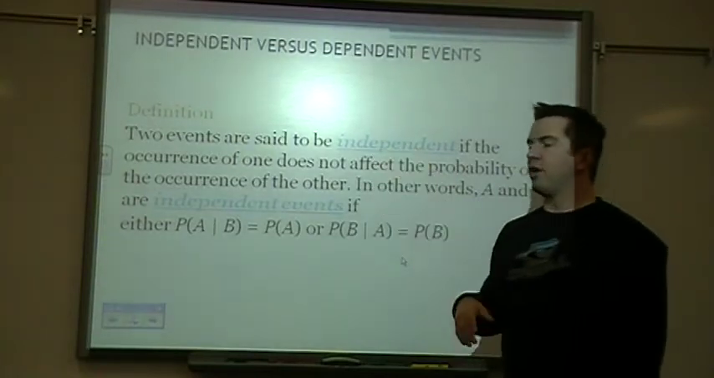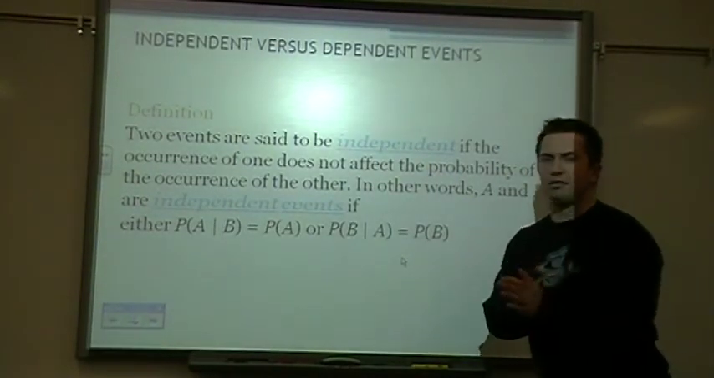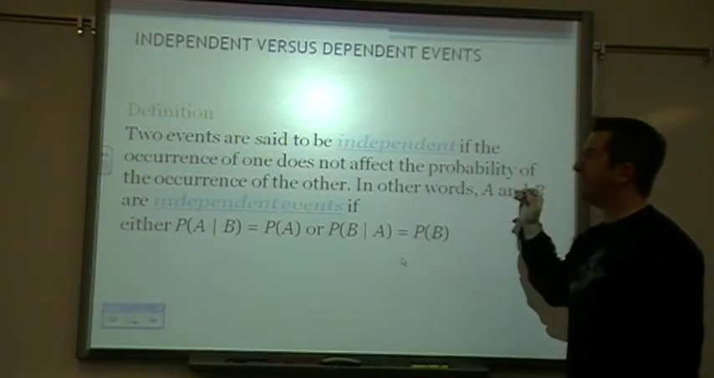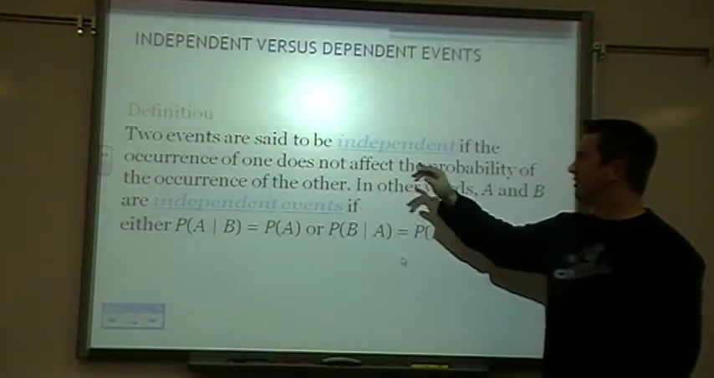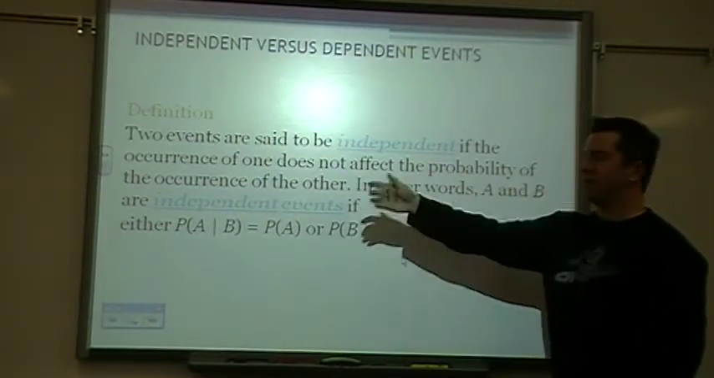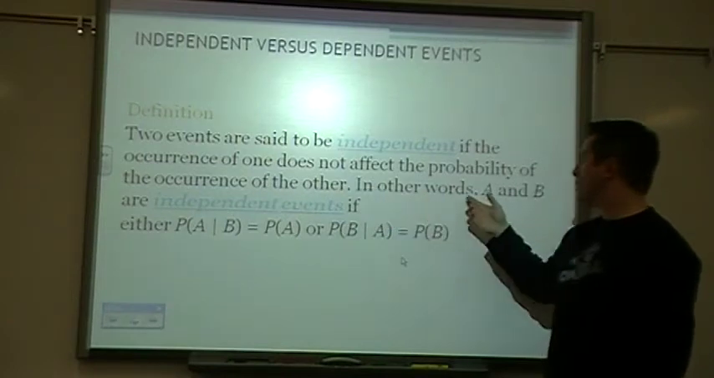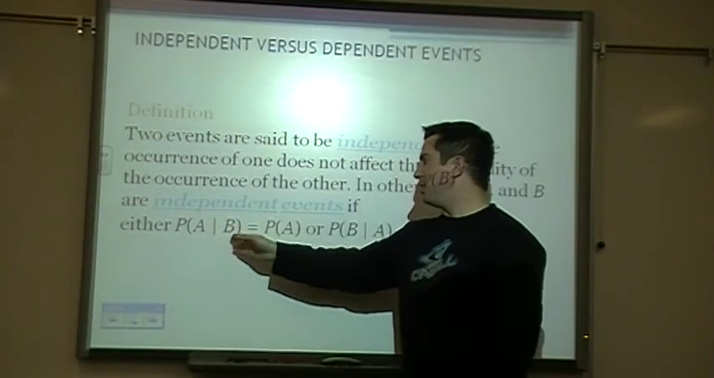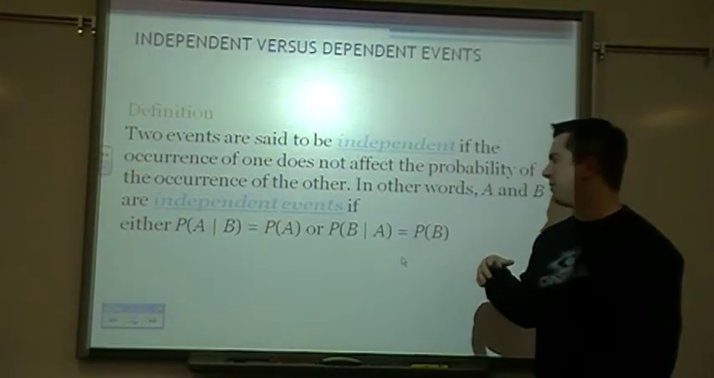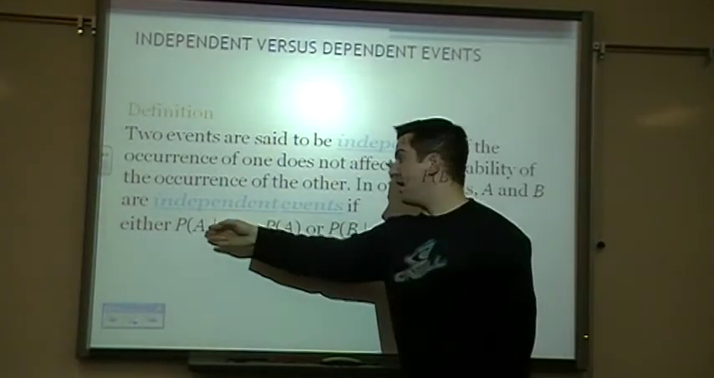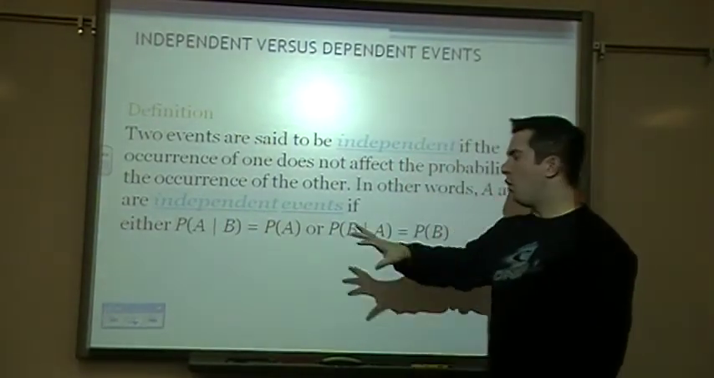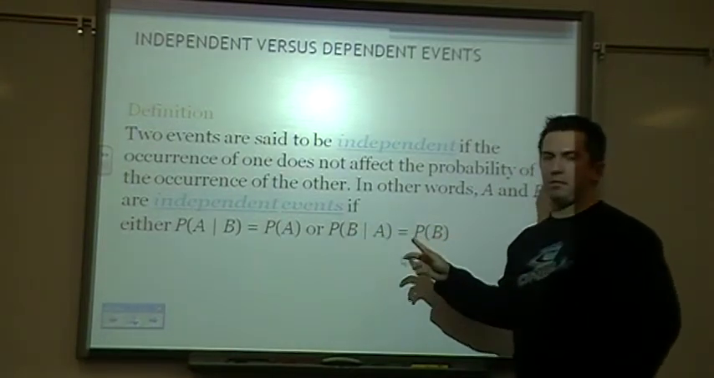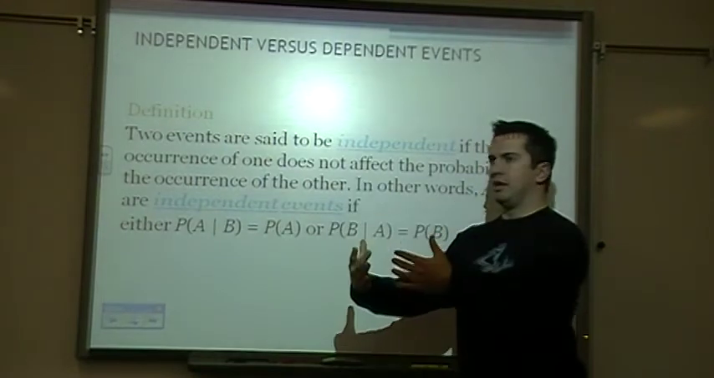Next, we're going to talk about independent variables, and there's two types of variables, again, independent and dependent. Two events are said to be independent if the occurrence of one does not affect the probability of the occurrence of the other. In other words, A and B are independent events if the probability of A given B is equal to the probability of A. Or, this is separate, the probability of B given A is equal to the probability of B. Okay, so that's how you determine independent.